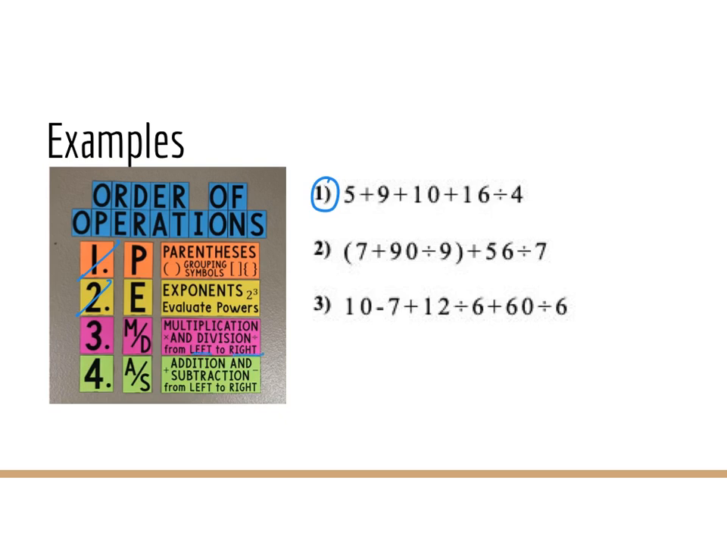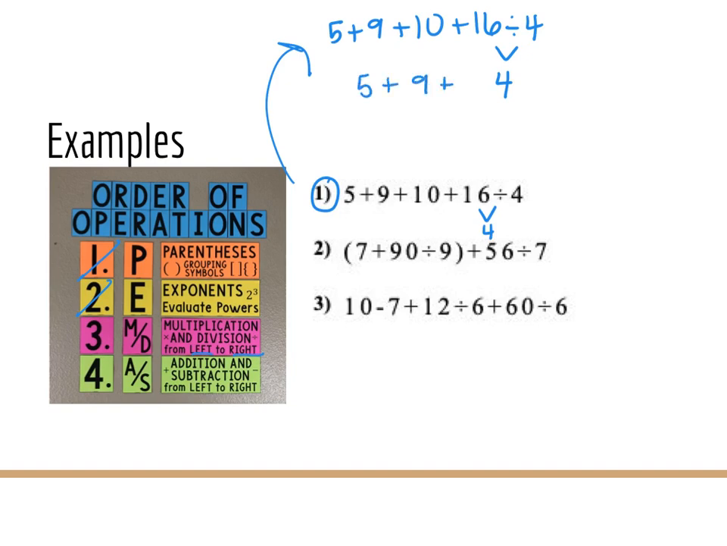So I see 5 plus 9, 9 plus 10, 10 plus 16, and then 16 divided by 4. So 16 divided by 4 is what I'm going to do first. And I know that 4 times 4 is equal to 16, so 16 divided by 4 is equal to 4. And I'm going to rewrite this problem up here so I have more space. So 5 plus 9 plus 10 plus 16 divided by 4. I just solved what 16 divided by 4 is, which is 4. I'm going to write out the rest of the problem. 5 plus 9 plus 10 plus 4, because we just solved for that.